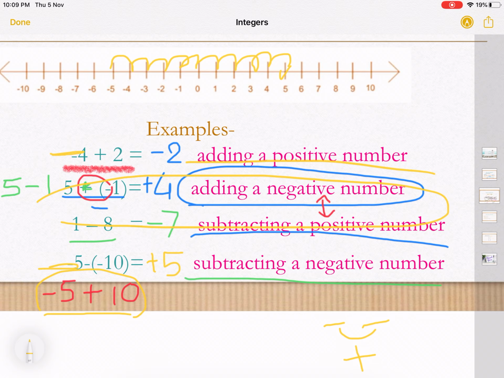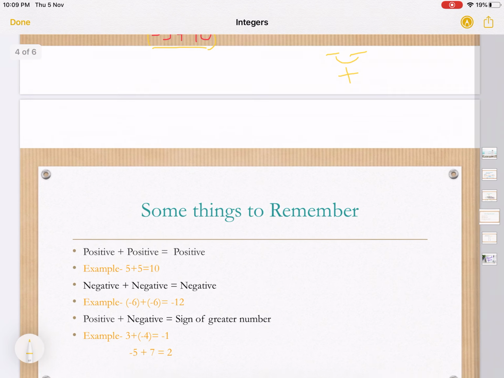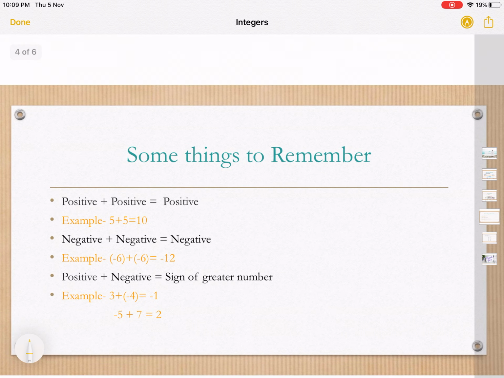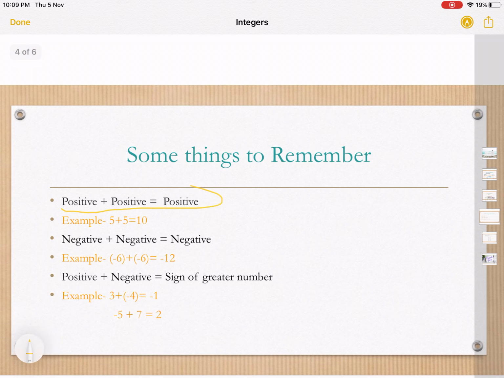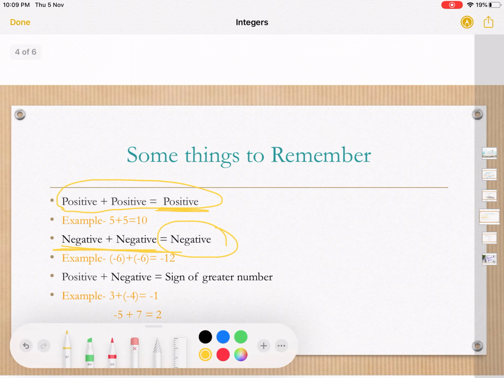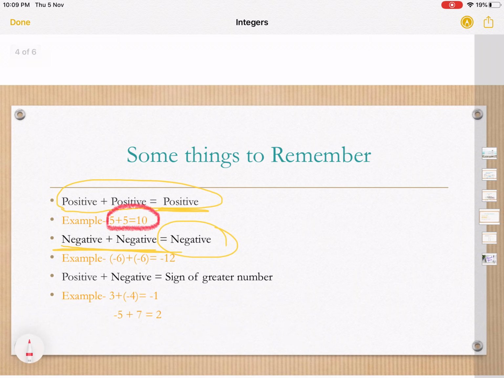Now there are some things that you always need to remember. These are really important. Always remember that a positive plus a positive number always gives you a positive number, and a negative number added to a negative number gives you only a negative number. Now let's see some examples. The first example is 5 plus 5 is equal to 10. So you can see a positive number when added to a positive number gives you a positive number, 10.